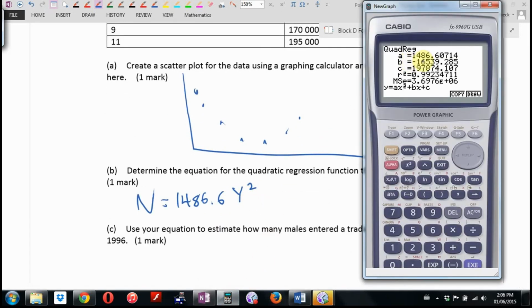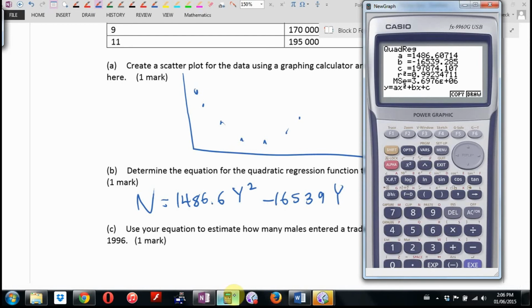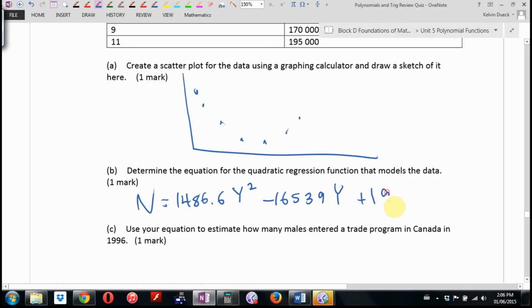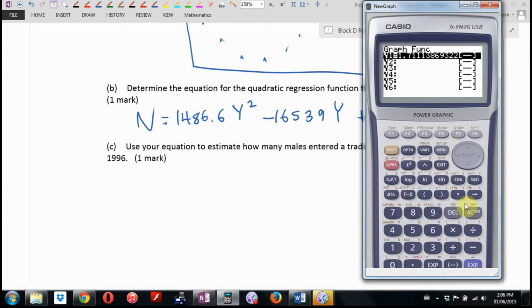Minus 16,539 y. Plus 197,874. Hope that's right. Copy. Paste.